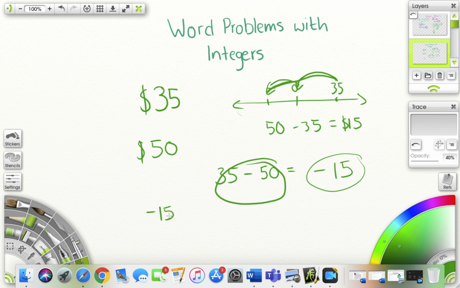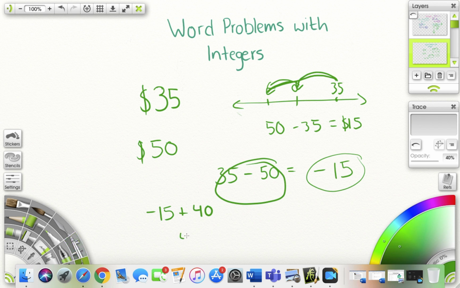But then, let's say I get paid. Or I get a check. Let's say I get a check for $40. That means I'm depositing $40 into my account. It means it's going up by $40. So I'm at negative 15, I add 40. What's my new balance going to be? So I take negative 15 plus 40.